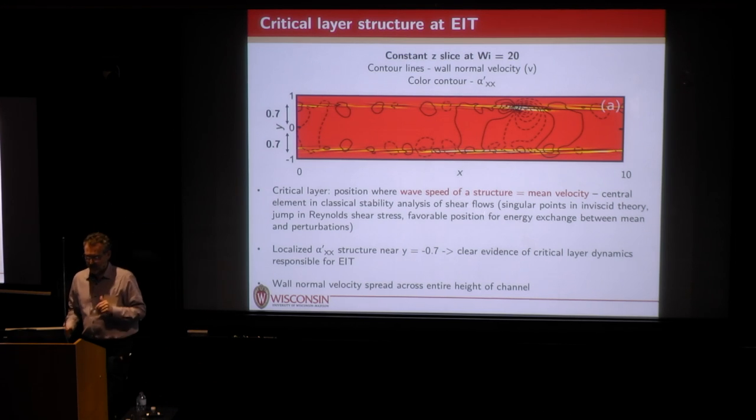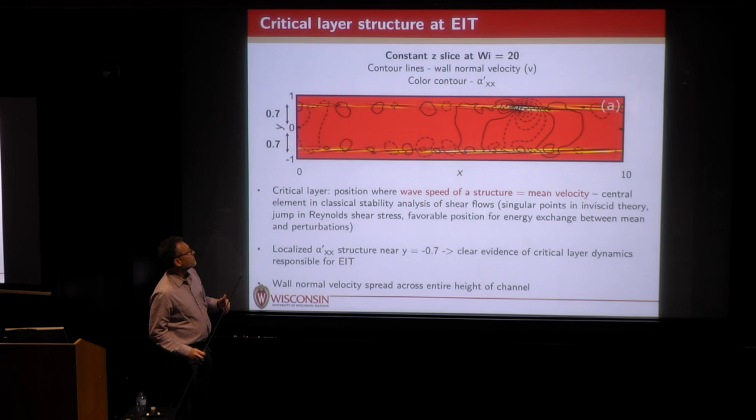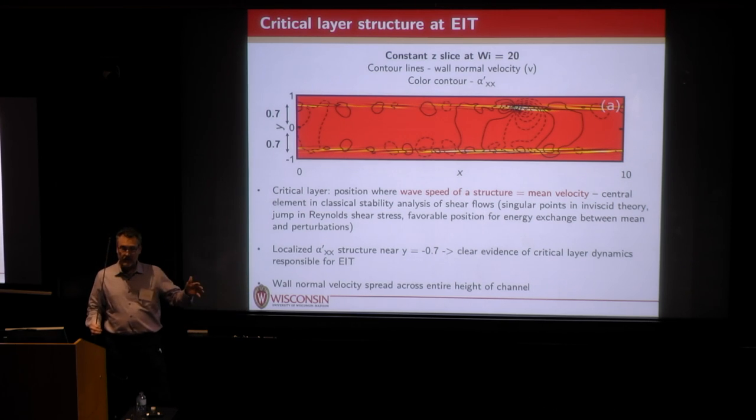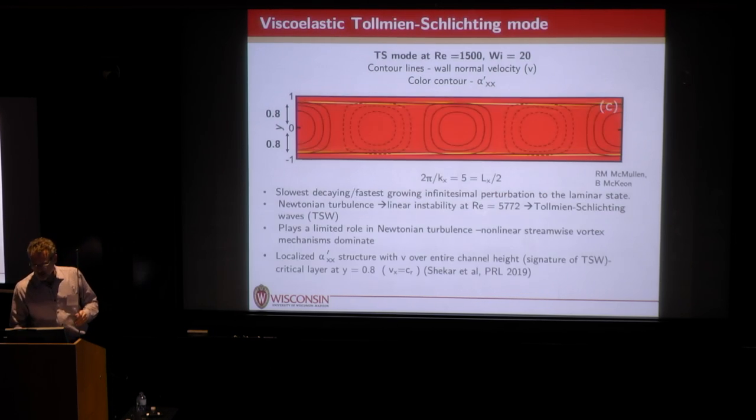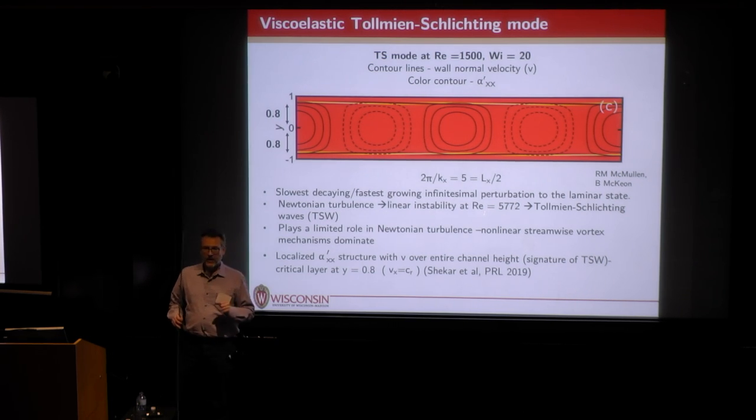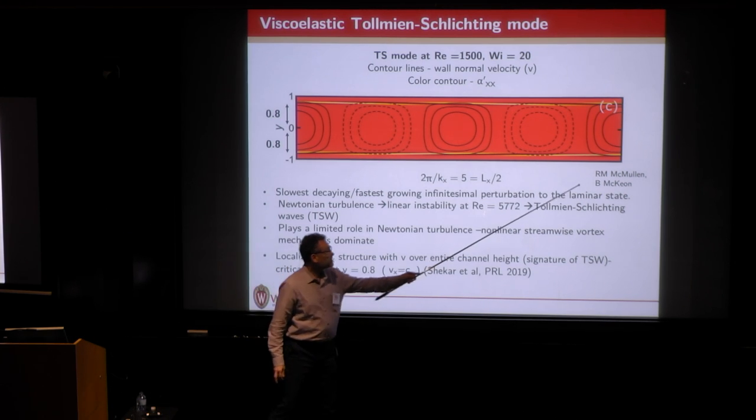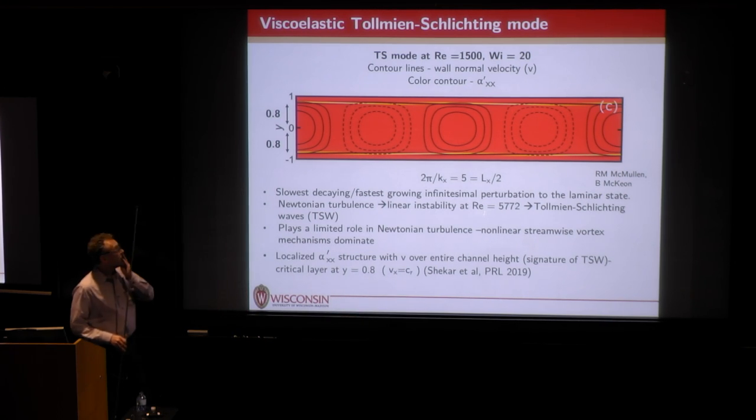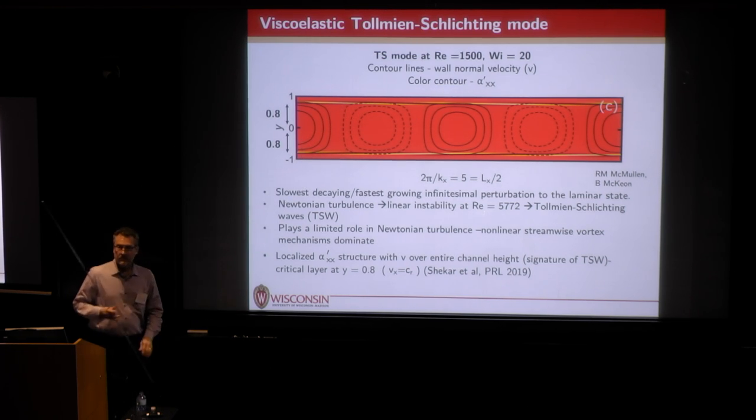So we see something similar here. And in particular, we can think about the classical linear stability mode for wall-bounded shear flows, and that's the Tollmien-Schlichting wave. All right, so let's look at what Tollmien-Schlichting waves look like here. So there's a Tollmien-Schlichting wave. So just solve the linear stability problem for this viscoelastic flow. And I should point out this was done by our collaborators at Caltech. And again, you see this very clear localized structure.